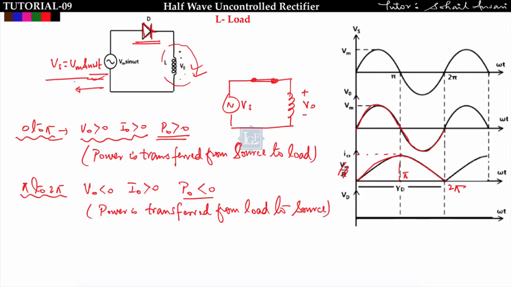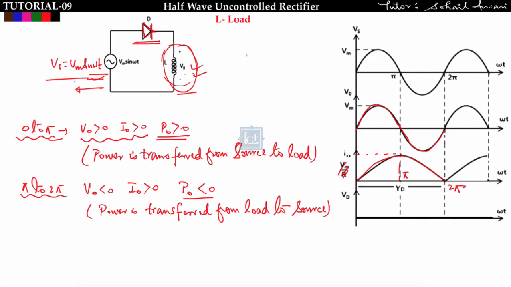So if there is no resistor present in the circuit, whatever energy is present in the inductor will be fed back to the supply between pi and 2 pi. Got it? So whenever an inductor is present in the circuit, no matter what the polarity of the source voltage is, the diode will conduct beyond pi. So here the diode is conducting till 2 pi. Understood?